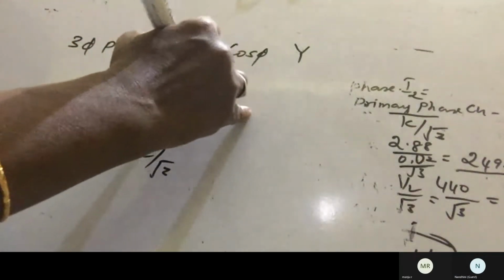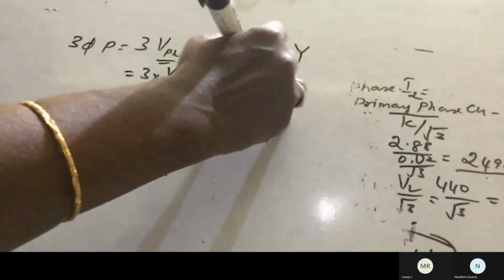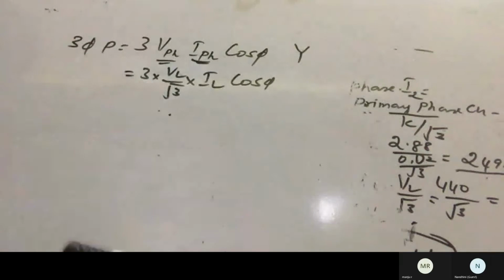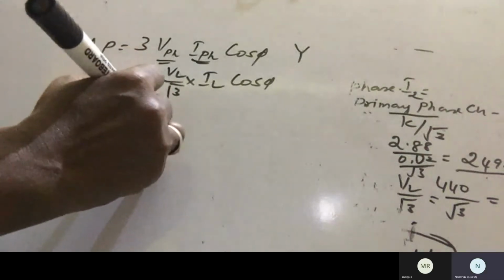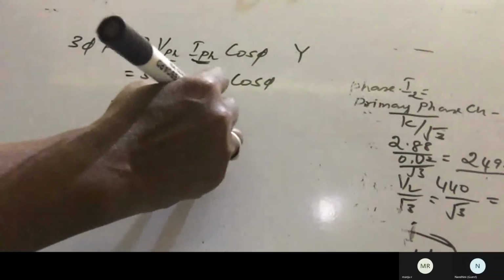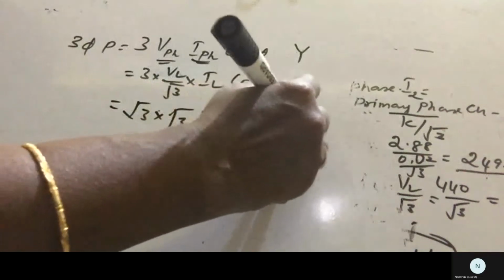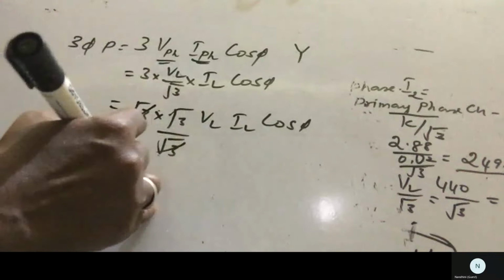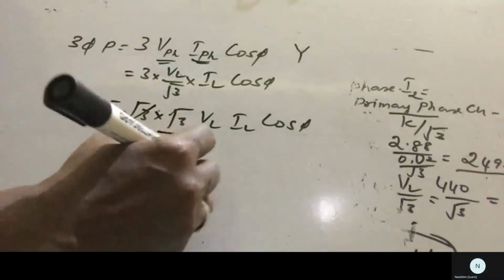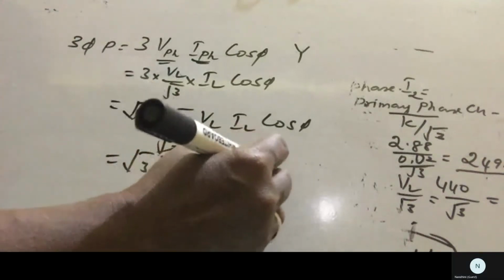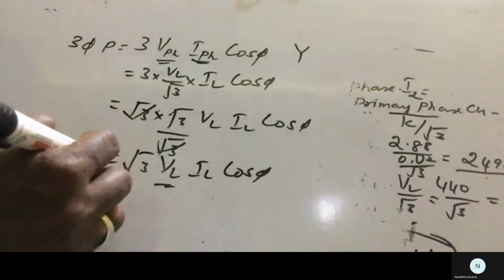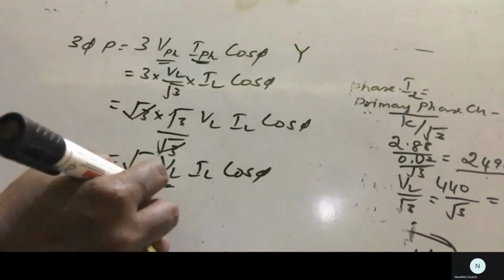So in star, I phase and IL are the same, then into cos phi. So 3 you have to take in terms of √3 into √3. So VL IL cos phi divided by √3, so we can get √3 VL IL cos phi. Okay? So what is VL on the secondary side?